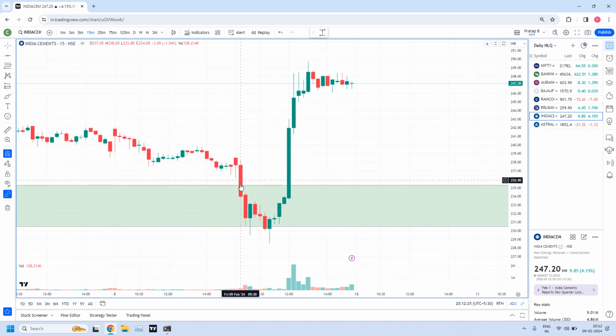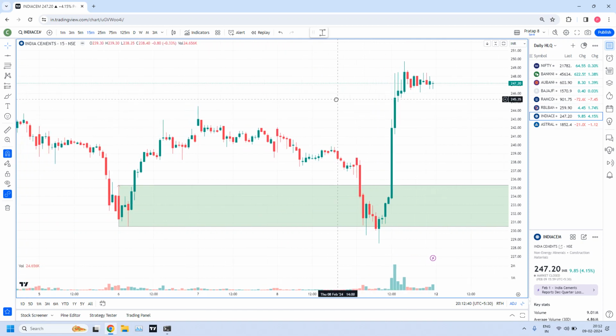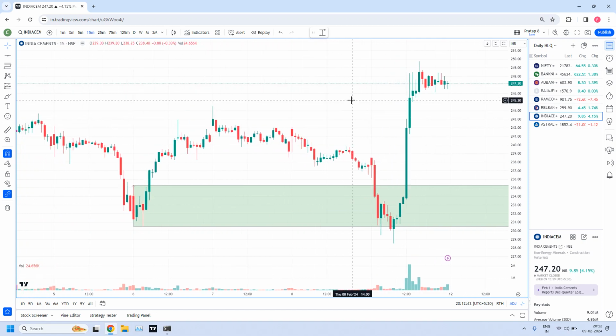Today this is the morning 9:30 candle. After that, the next 9:30 candle came very close to the line. In the next candle prices came down. So easily the zone is violated. That's why in India Cements we didn't plan any trade.